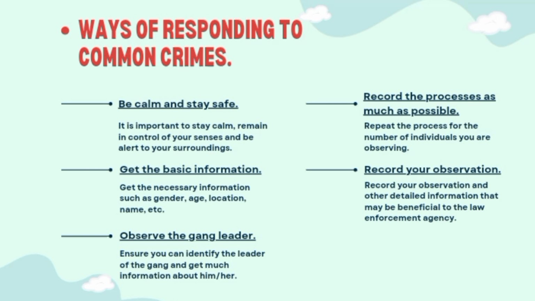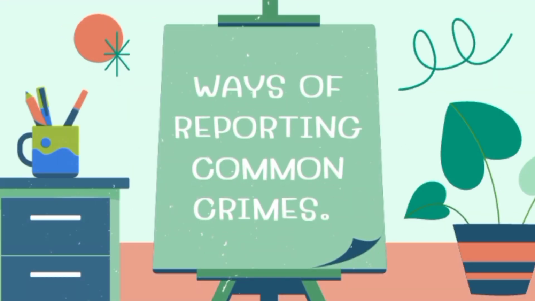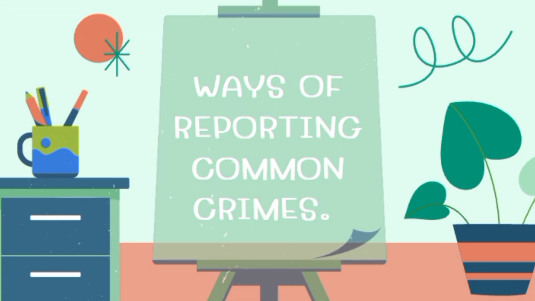Okay, now we are going to move forward as we look at ways of reporting common crimes. We have looked at how you can observe common crimes, how you can respond to common crimes, and now we are going to be looking at the ways of reporting. How do you report common crimes? Is it by shouting at the crime scene? No. Creating awareness? No. Making a scene there? No. Then how do you report common crime?